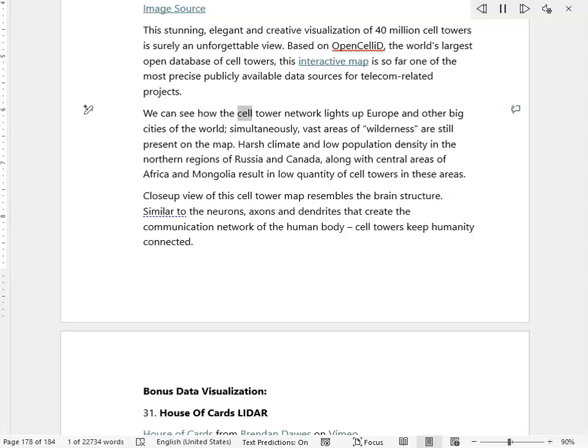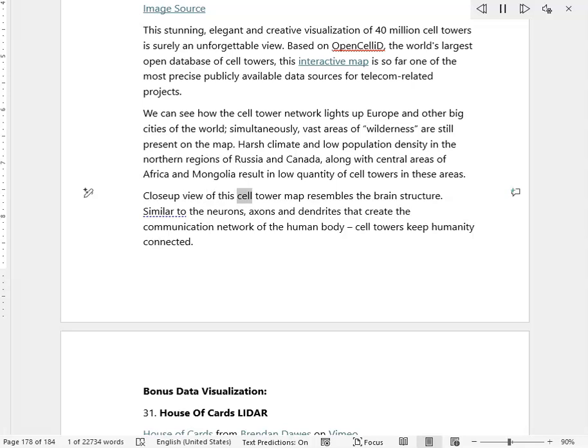We can see how the cell tower network lights up Europe and other big cities of the world. Simultaneously, vast areas of wilderness are still present on the map. Harsh climate and low population density in the northern regions of Russia and Canada, along with central areas of Africa and Mongolia, result in a low quantity of cell towers in these areas.